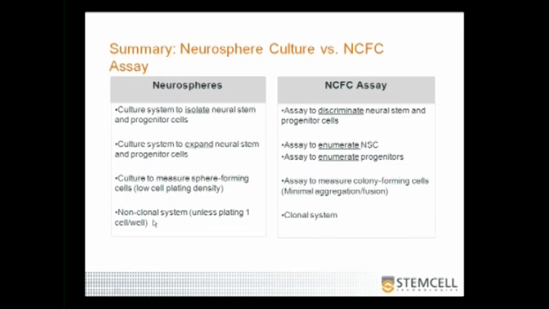The Neurosphere system is not a clonal system unless you plate one cell per well and generate clonally derived neurospheres this way. The NCFC assay, on the other hand, is a quantitative assay to measure neural stem cells and neural progenitor cells. Because this system is clonal, colonies are derived from a single cell. There is no aggregation or fusion, so that colony formation is indicative of the properties of the original colony-forming cell.